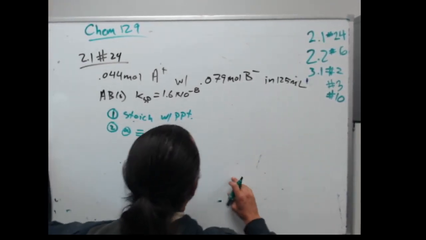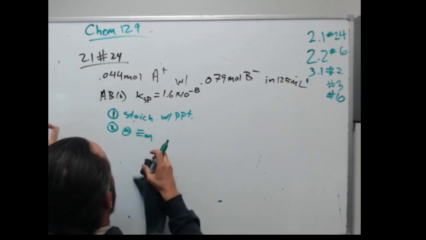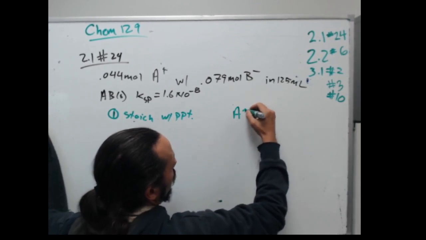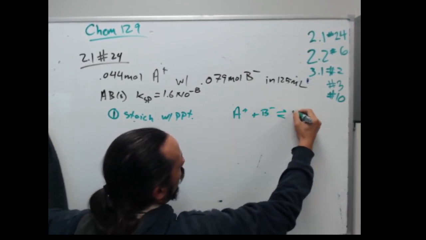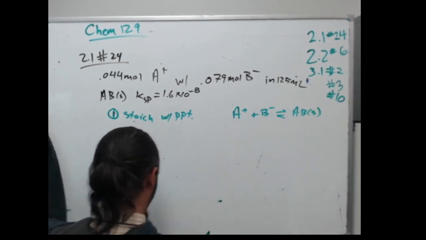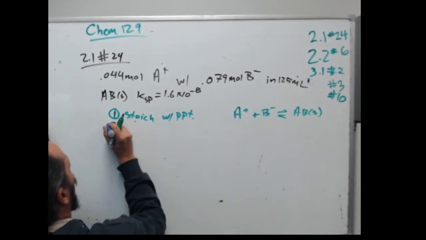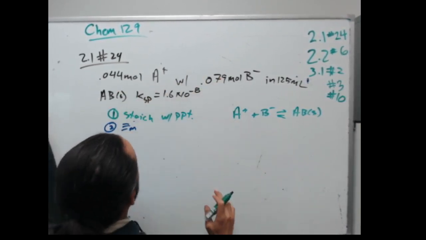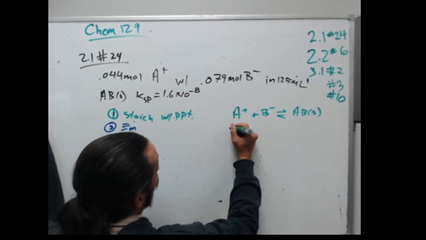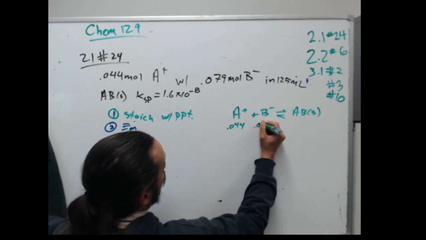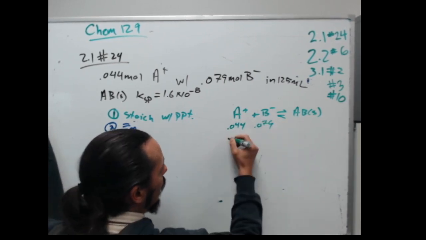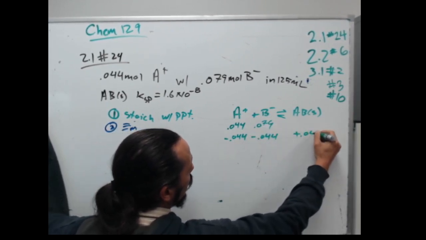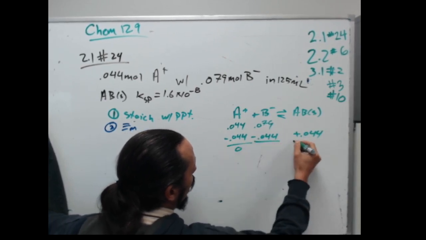So this one's pretty nice because it's a 1-to-1 ratio. I'm going to do this in two different colors to distinguish the two different bits going on. We're going to have A plus B minus goes to AB solid. Part 2 is going to be the equilibrium. So I've got, notice it's already given to me in moles, so I don't have to do any weird conversions. 0.044, 0.079. It's all 1-to-1 mole ratio, so I can tell this is going to be minus 0.044, minus 0.044, plus 0.044. It's all in moles already, so nothing there.